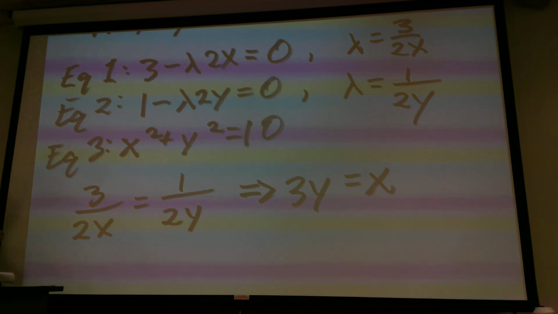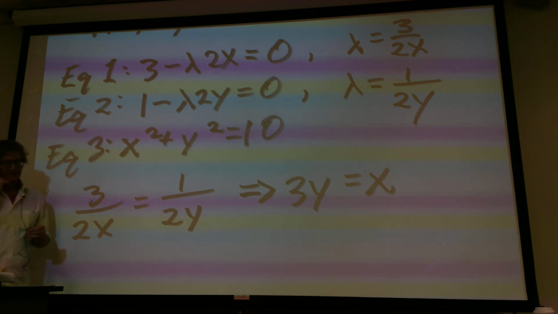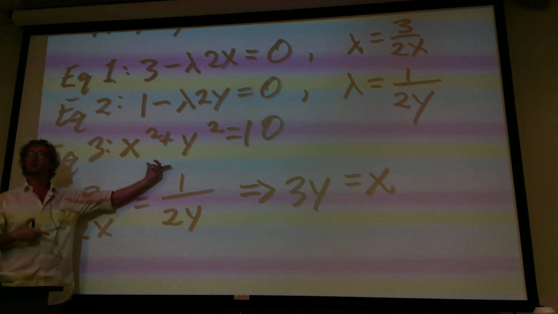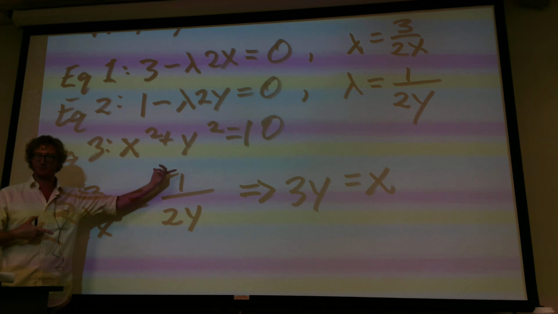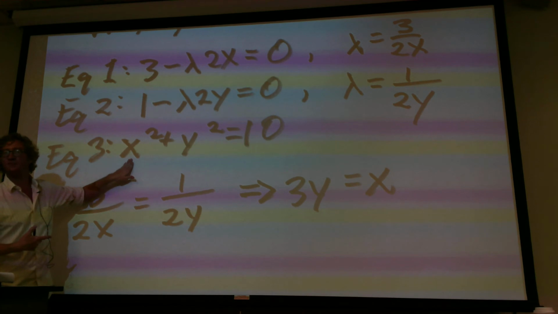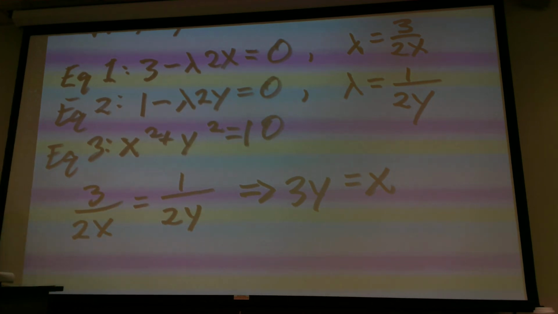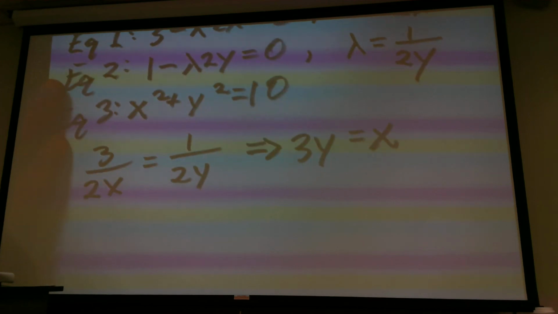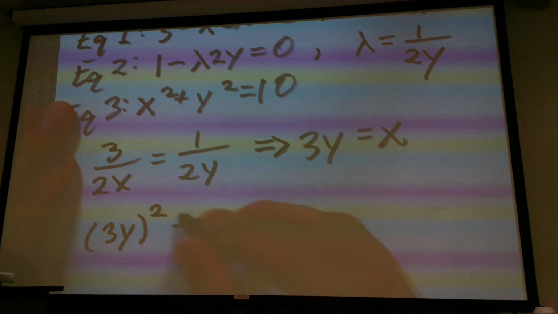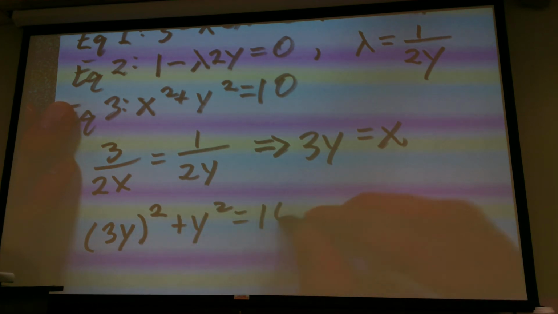Okay, now that we've used the gradient of f minus lambda times the gradient of g, those two equations, and solved for lambda and set those equal to each other, now we're going to plug into our equation 3, which is our constraint of the problem. Okay? So x equals 3y. So I'm going to plug 3y in for x right here. Okay. So that means that 3y squared plus y squared is going to equal 10.